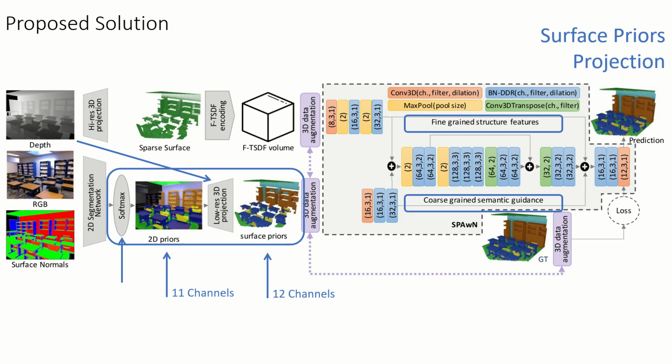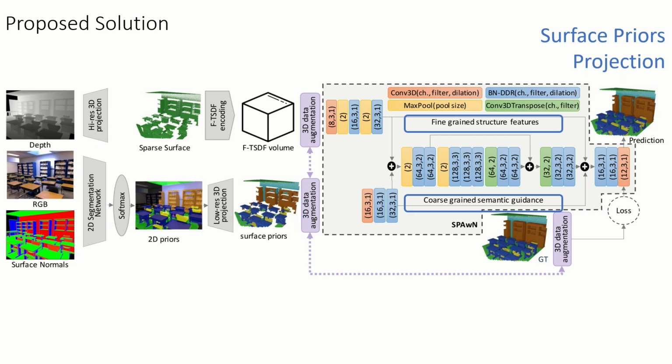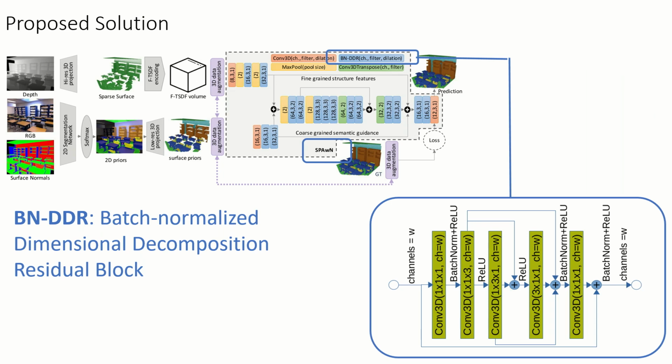To the 3D volume, we add an extra channel to the empty class, so for each voxel we have 12 channels of priors. Spawn fuses the fine-grained structured features from the depth map to the coarse-grained semantic guidance from the surface priors, generating the final result. The building block of Spawn is a modified DDR block with batch normalization and specific points.